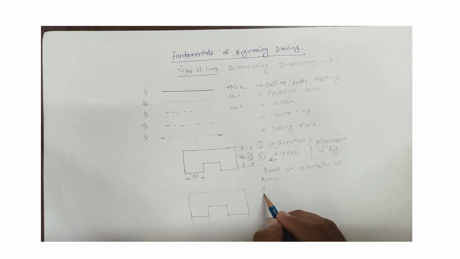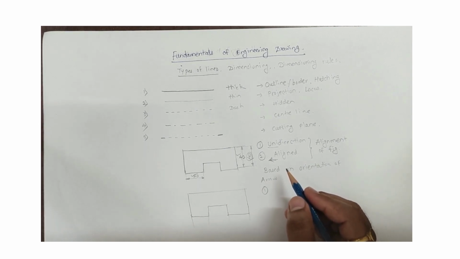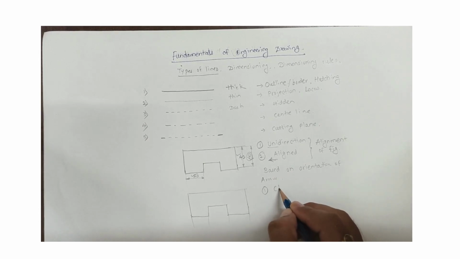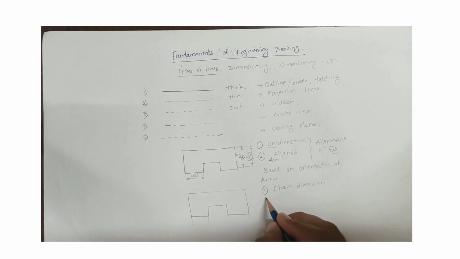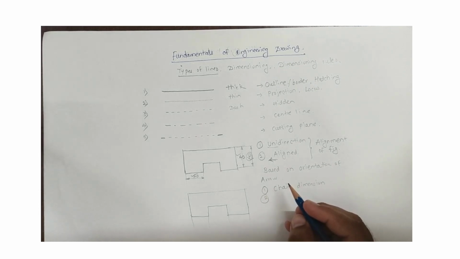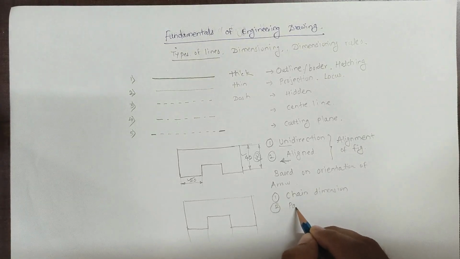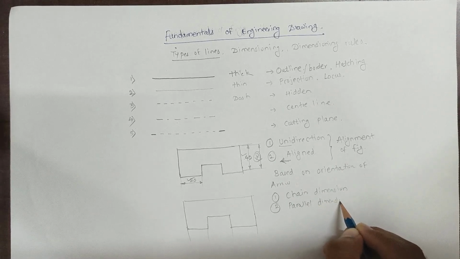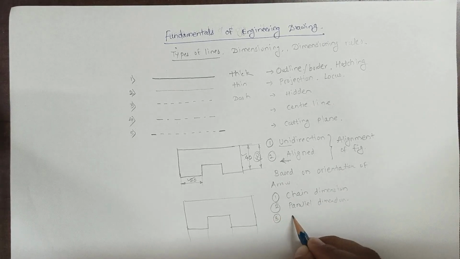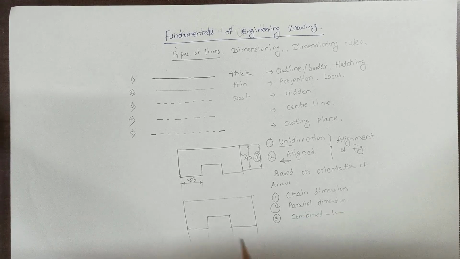Here, two types. One is chain dimensioning, and another one is parallel dimensioning, or parallel dimensions. And the third one is mixed or combined. Okay. In the case of chain dimensioning, the reference point is only one.